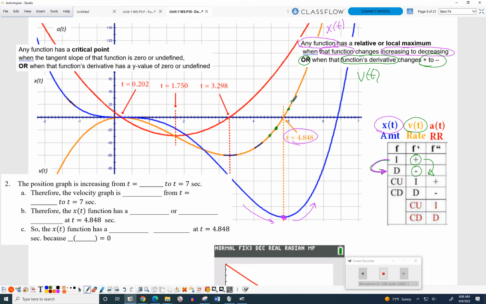So the question is this. I'm going to make a statement. You answer it by voting. What graph or graphs have a relative min at time 4.848? So which graph or graphs have a relative minimum at time 4.848? Show me your vote.